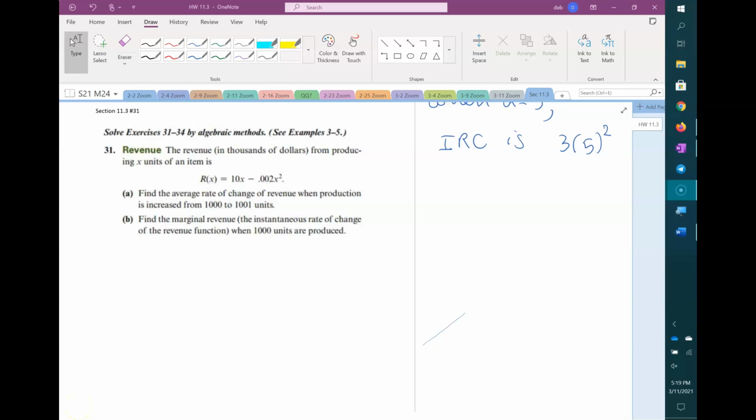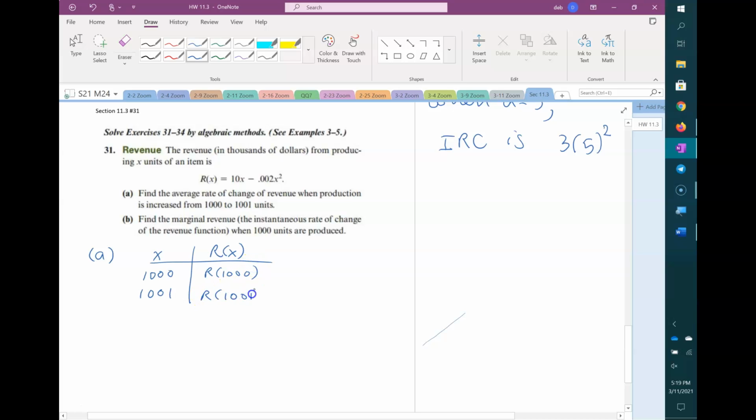So this is 11.3, number 31, and this is a really important problem to understand. So the first thing you're asked about is the average rate of change of revenue when the production increases from 1,000 to 1,001. So the X is going to go from 1,000 to 1,001. And the R of X is going to go from R of 1000 to R of 1001.